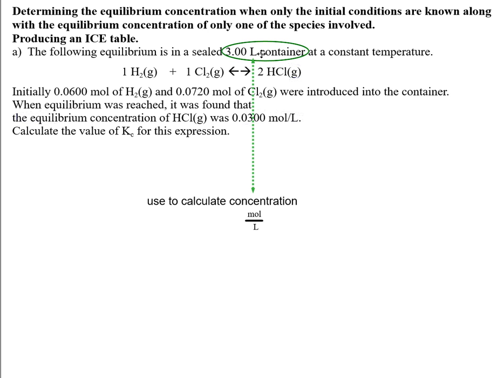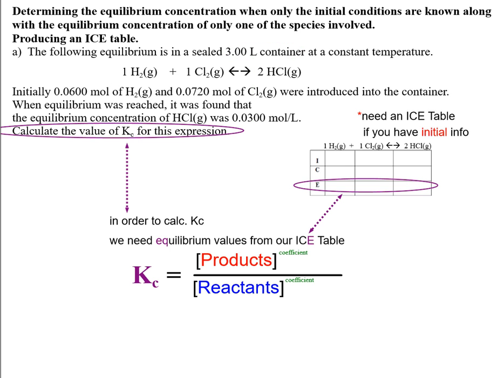Okay. Again, make a note that this container is 3 liters, which we will use to calculate concentration for my initial values that are in moles. Then they ask us to calculate the value of Kc for this expression. Okay. We need all the values in the ice table under the E row, meaning products over reactants. I can only do that when this part of my table is complete with concentration information.